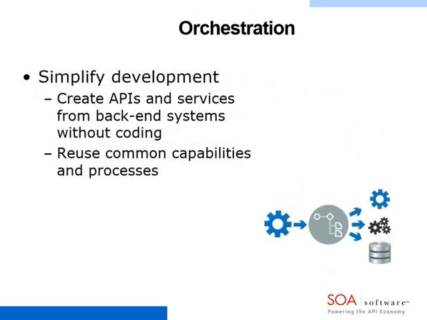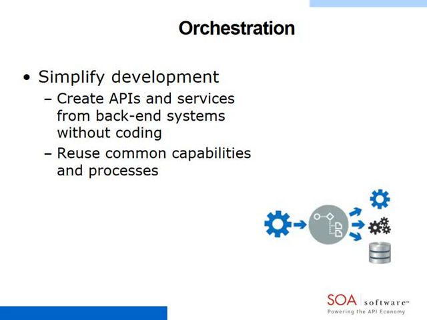The next point is around orchestration. So how can I simplify the development? How can I make it as declarative, as process-driven, as drag and drop, as UI-based as possible? How can I create APIs and services from my backend systems without writing any code, or at least without writing a lot of code? When we talk to people about exposing APIs, again, we're talking to business people about creating a new digital channel. These people need to build APIs quickly. They don't necessarily want to fire up a large development team to actually stitch together or create an API by writing custom code.